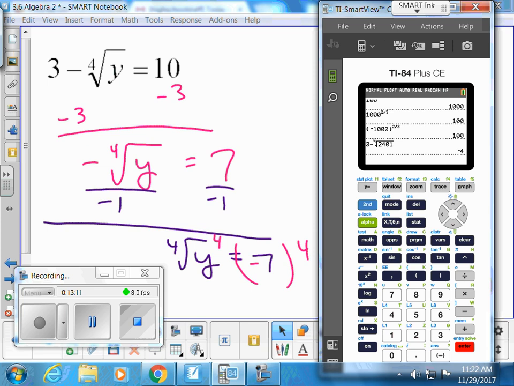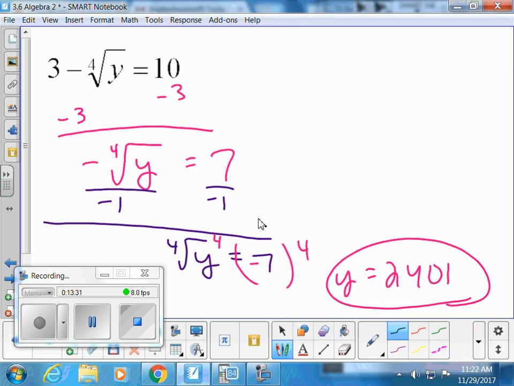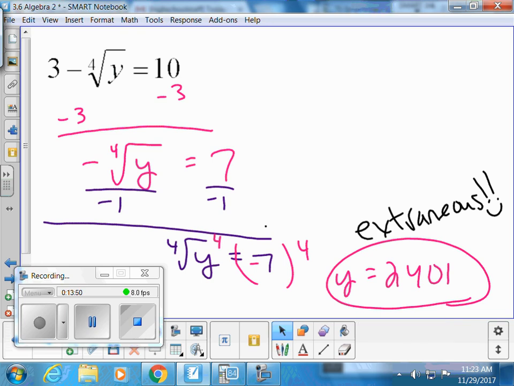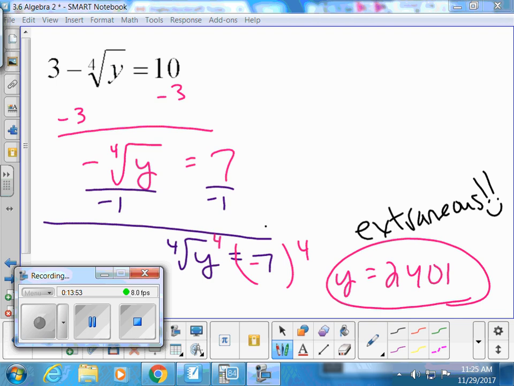When I went to check my answer, it gave me 3 minus the 4th root, so 3 minus 7, and gave me -4, not 10. So there's our first extraneous solution. It doesn't mean we messed anything up in our work. It just means that solution does not work out. So since that answer is extraneous, you can either label it as such or just not include it at all in your answer blank.